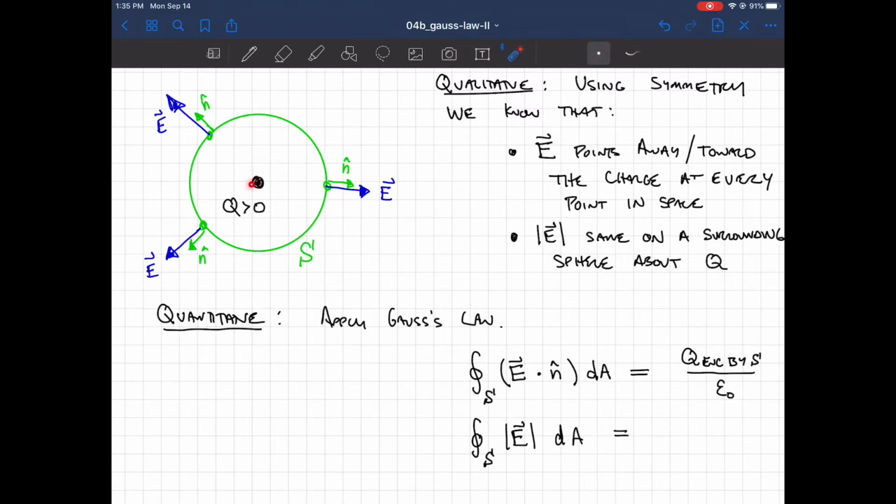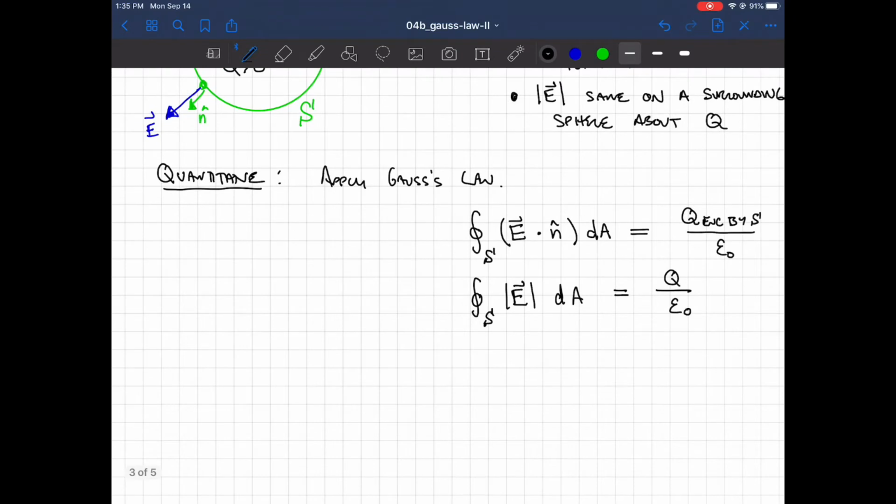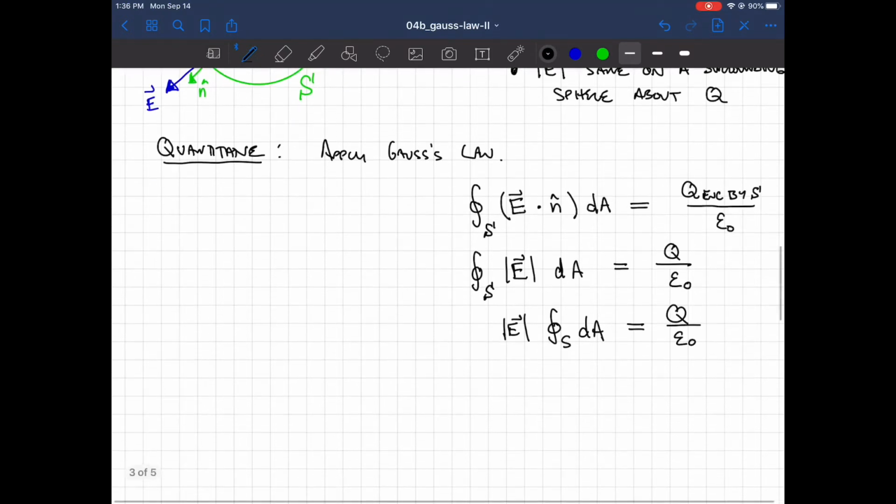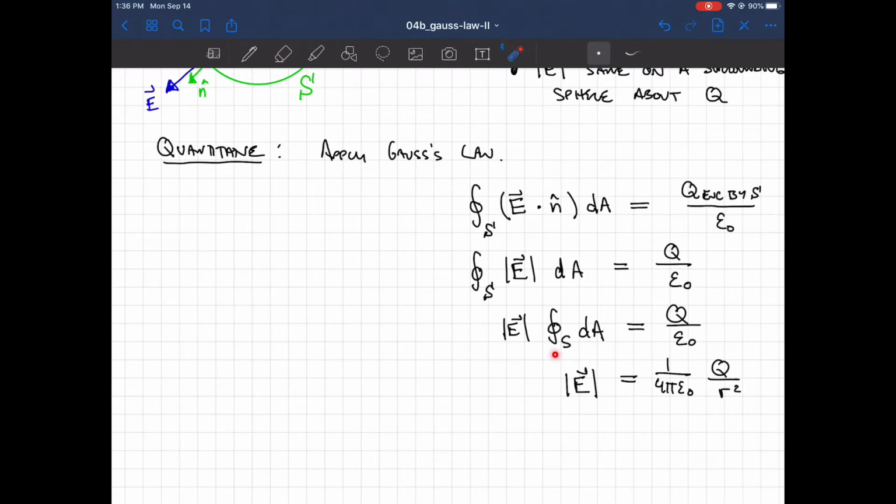The Q enclosed by the surface, well, that's just Q, so I can write Q. And then we have epsilon naught here. Then we actually apply one of the things we learned from symmetry. So because the electric field magnitude is the same at every point, we see that E magnitude must be a constant, and therefore we can pull it out of this integral. So we get E magnitude as a constant. We get this integral over the surface of just adding up the areas equal to Q over epsilon naught. And as we found before, this just means adding up the area. So we get 1 over 4 pi epsilon naught Q over r squared, because the area of a sphere is just 4 pi r squared.